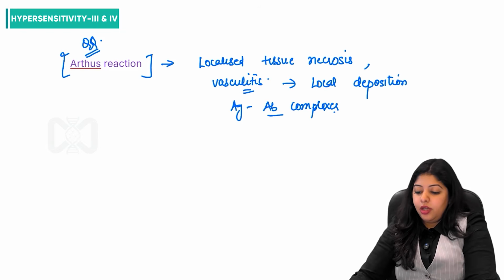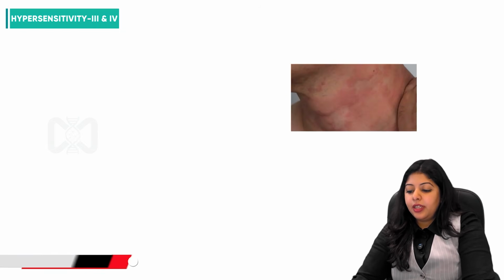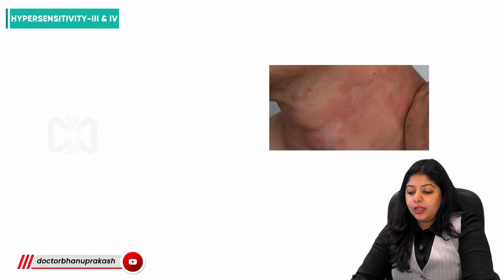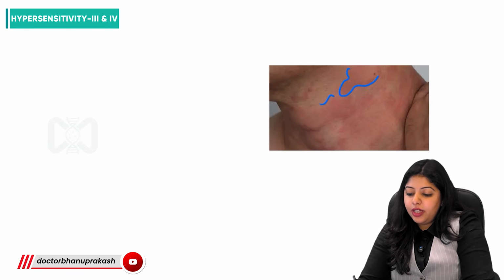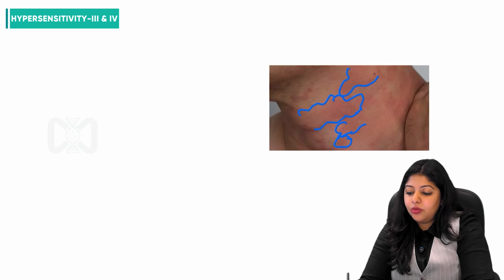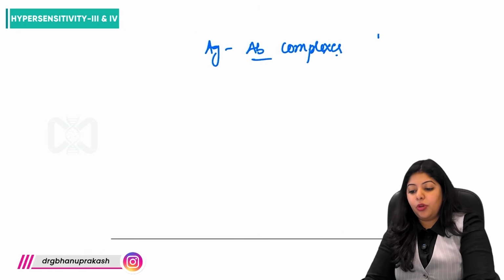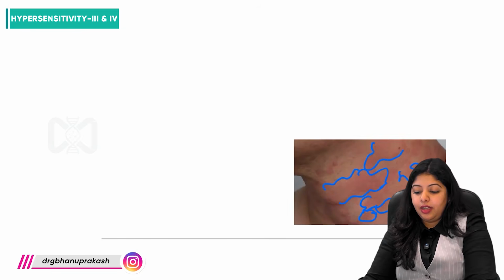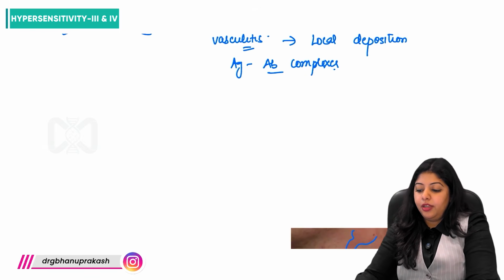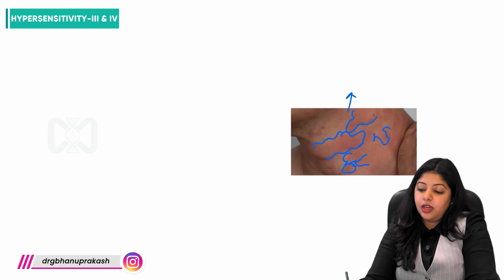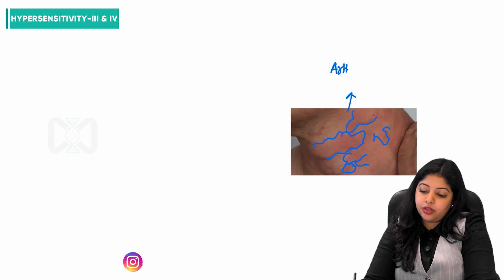So in this image, can you appreciate these red areas of induration as well as erythema? These are nothing but localized tissue destruction caused by antigen antibody immune complex depositions, right? So this is Arthus reaction.